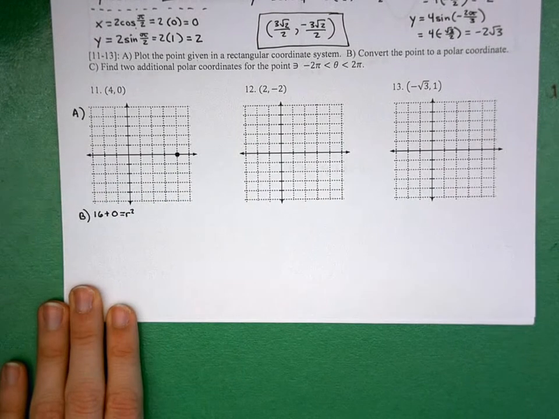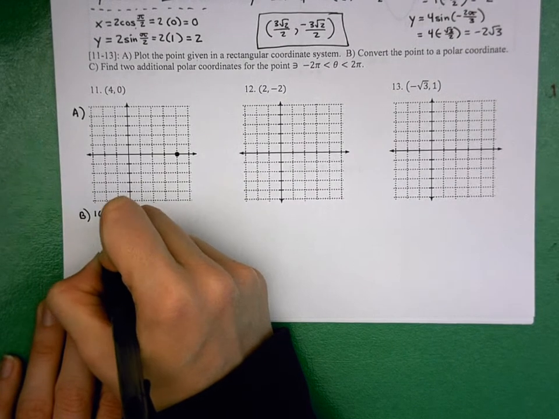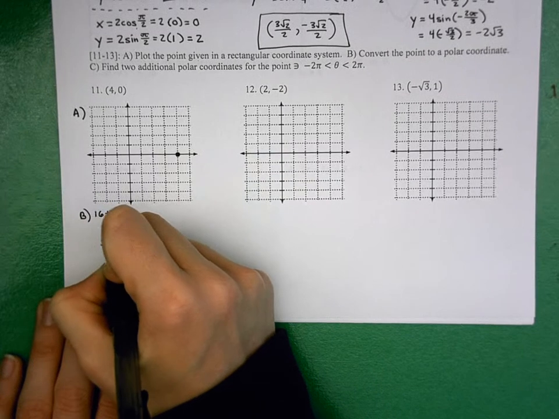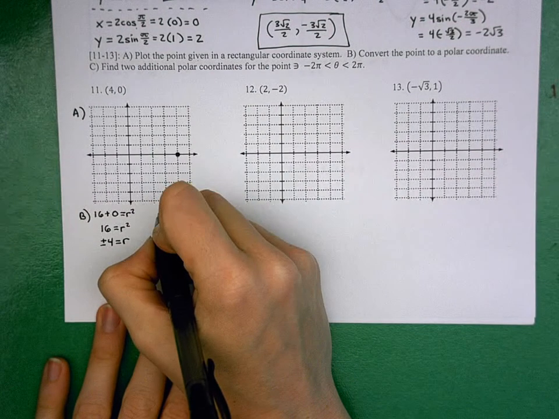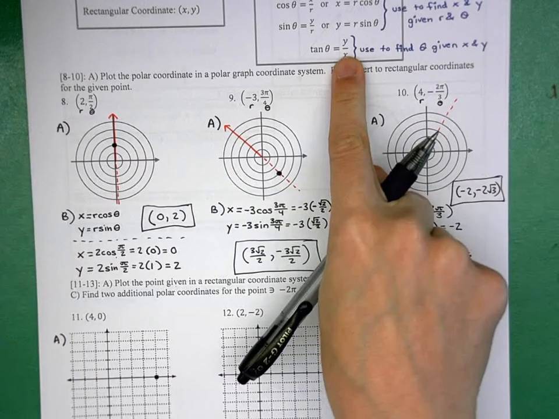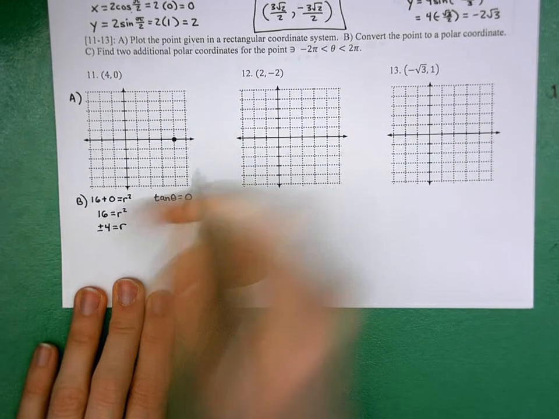Which means 16 plus 0 is 16, which means R is, technically speaking, positive or negative 4. Okay, and I'll explain why you want to consider that it could be positive or negative 4 in a bit here, but it could be positive or negative. My theta then, tangent theta, remember, is y over x. So my tangent theta is 0 divided by 4, which is just 0. And so then I know what theta is.